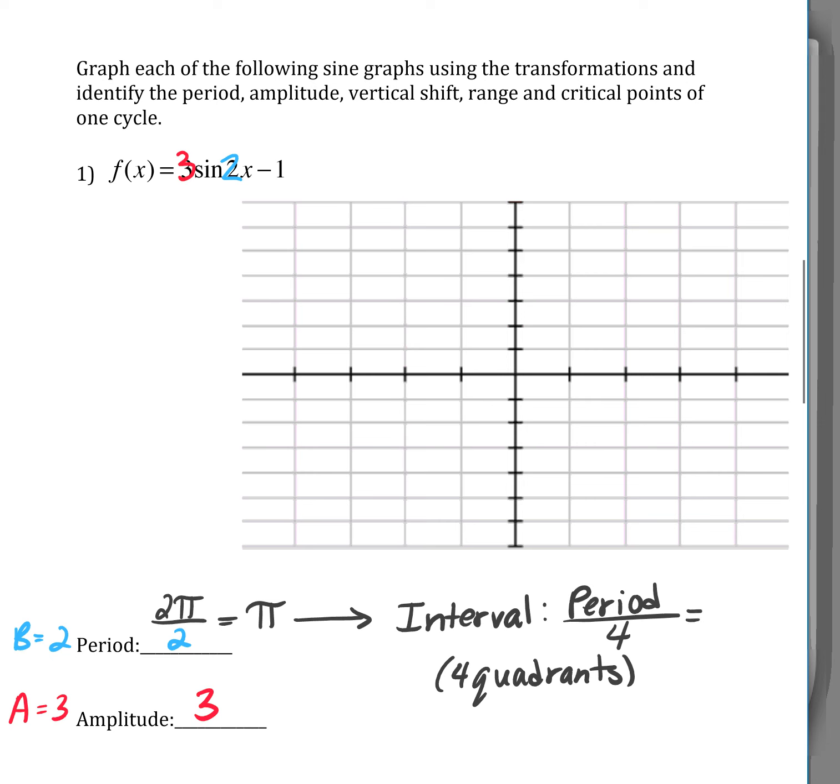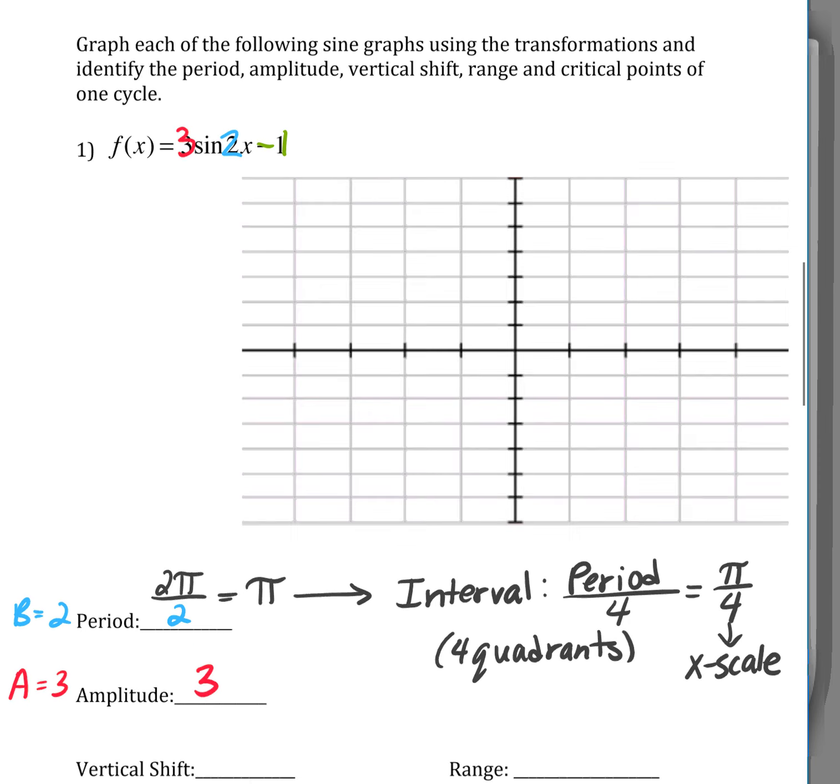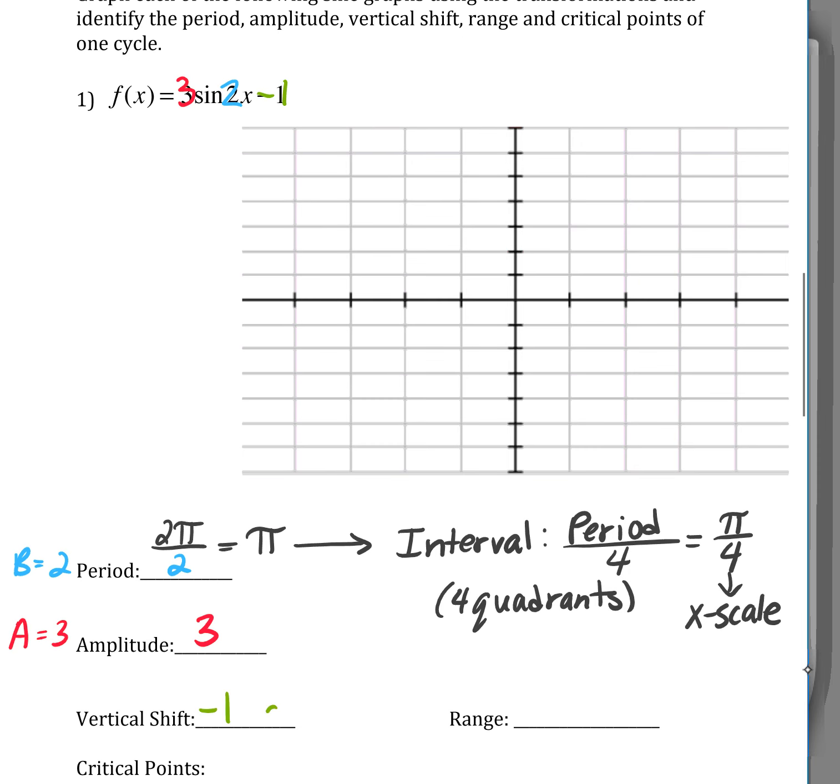So in this case, if we do the period divided by 4, we get pi over 4. And for now, we can use this as our x scale. If we add in the horizontal shift, you need a combination of that horizontal shift with the interval to determine your x scale. And again, that's something that you'll work on when we include that transformation. And then the last transformation is the -1. That's your vertical shift. You can either write that as -1 or down 1.